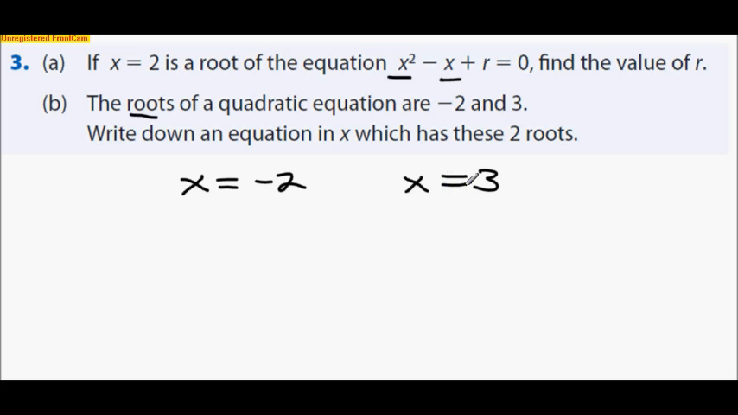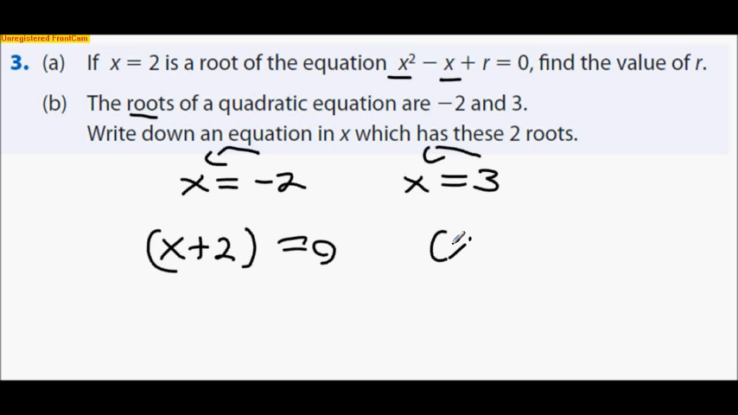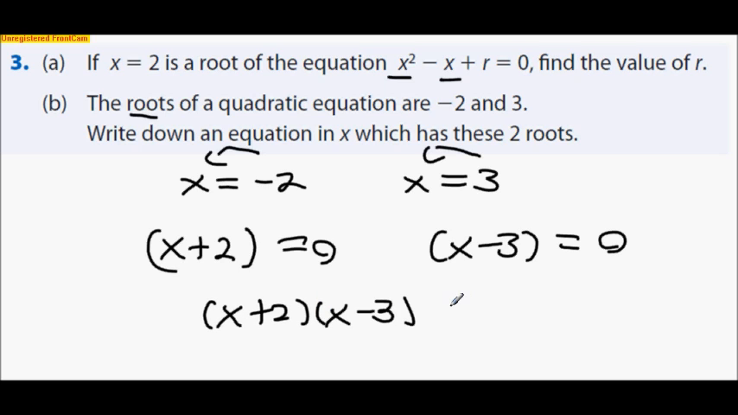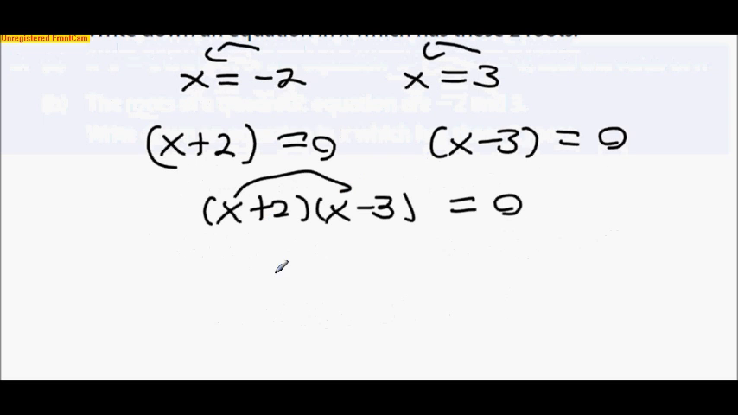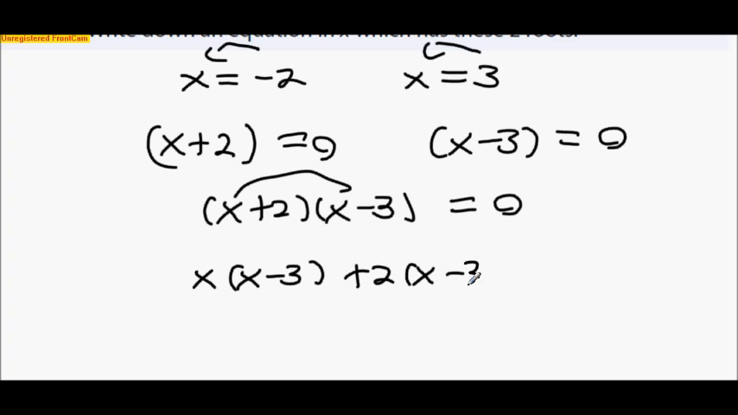It means the answers. Go a step backwards, and what we end up with is x plus 2 equals 0, and x minus 3 equals 0. Multiply these two brackets by each other, and you'll get the start of the quadratic equation. Now we're going to multiply them out. So we're going to get x times x minus 3 plus 2 into x minus 3 equals 0.